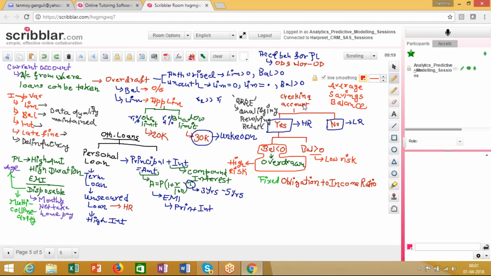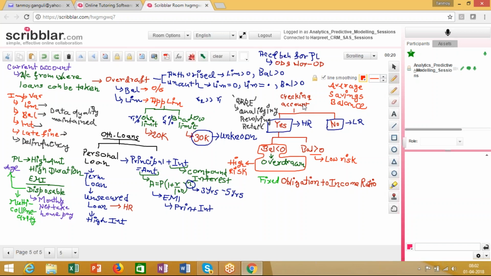So average savings balance as a variable is again very important. But it is not just the average savings balance that I maintain at one point of time. For this variable, I need to look at it on a month-on-month basis. How is it that this average savings balance is evolving? That is again something which is really very important.